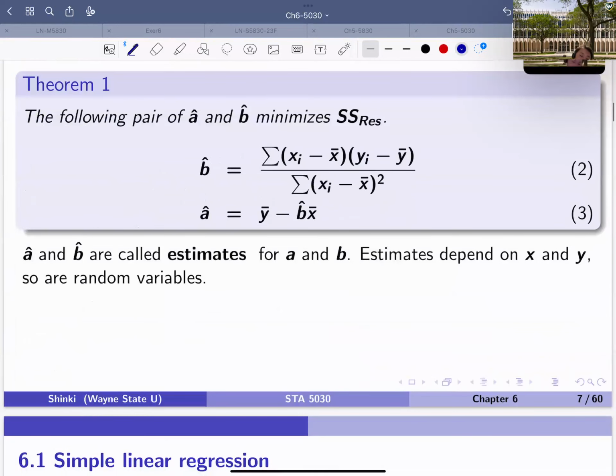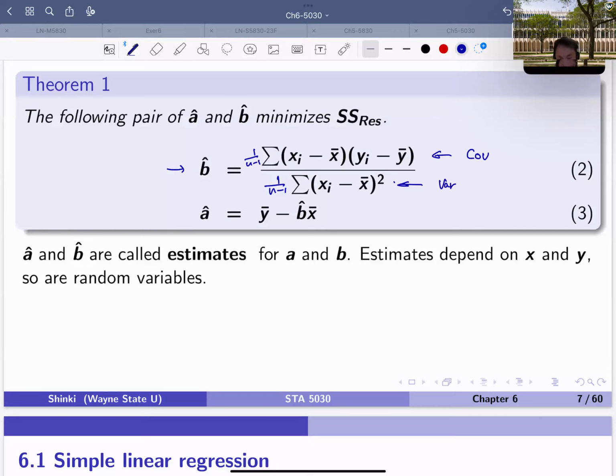And how to calculate a hat and b hat? How to minimize the sum of squared errors? And this is the answer. So b hat is at first calculated by this. The denominator is similar to the variance formula. Yeah, if we put 1 over n minus 1, then it becomes variance. And this is the covariance of xi and yi. So it's a reasonable formula. So that is b hat.